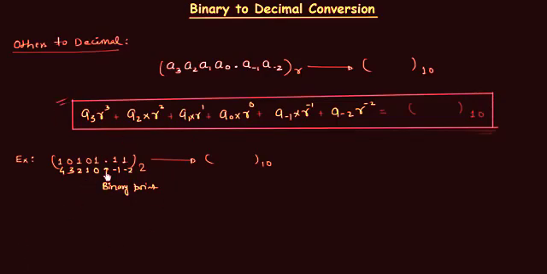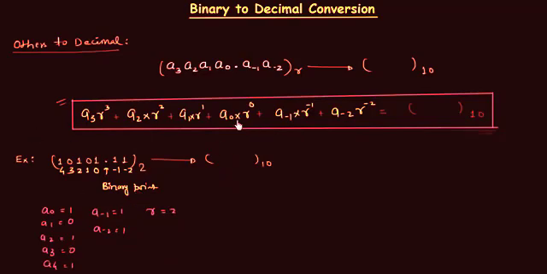If you compare this, you will find A0 is equal to 1, this one. A1 is equal to 0. A2 is equal to 1, this is A2. A3 is equal to 0. And A4 is equal to 1. In the same way, A minus 1 is equal to 1 and A minus 2 is equal to 1. And the base is equal to 2. R is equal to 2. Now you have everything to find out the decimal equivalent of this binary number.